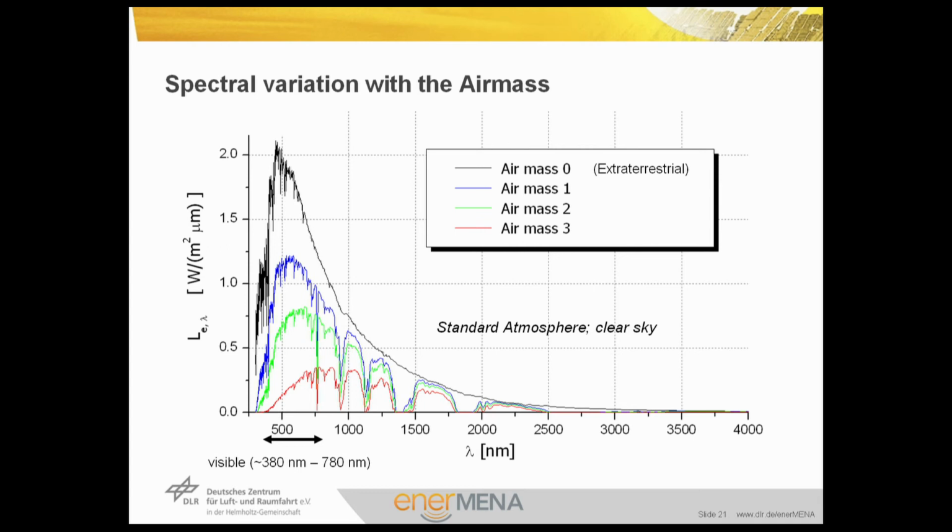All the colored curves are calculated for standard atmospheres and for clear sky conditions. Clear sky conditions mean that there are no clouds. On the left-hand side, we can see an arrow that shows the visible part of the solar spectrum. The light with wavelengths between approximately 380 nanometers and 780 nanometers is visible for our eyes.